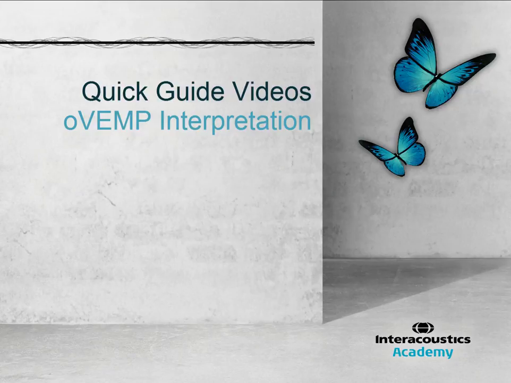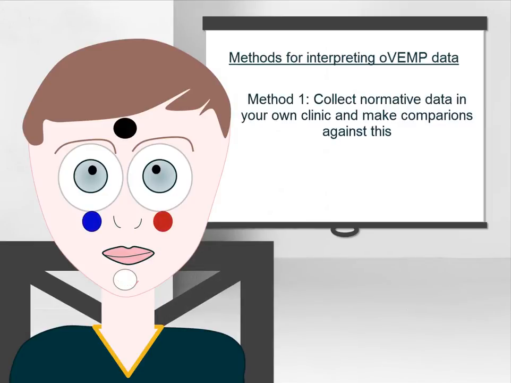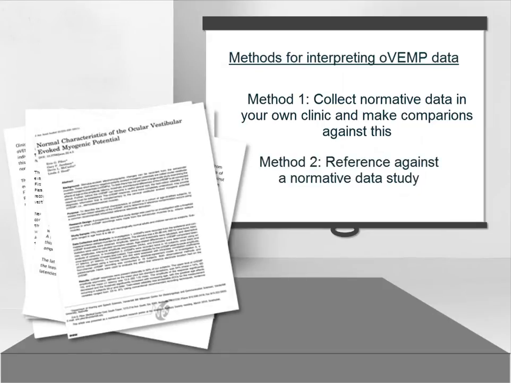This quick guide video provides an overview of how to interpret an oVEMP recording. Clinicians have different preferences on how to interpret the data obtained from oVEMP recordings. Some like to collect their own normative data from a group of individuals with normal vestibular function and compare the clinical results against this data. Others prefer to interpret the oVEMP data against published data from normative studies.